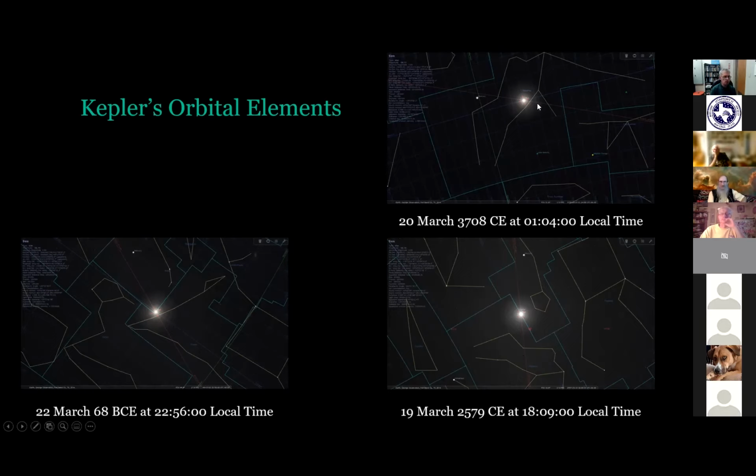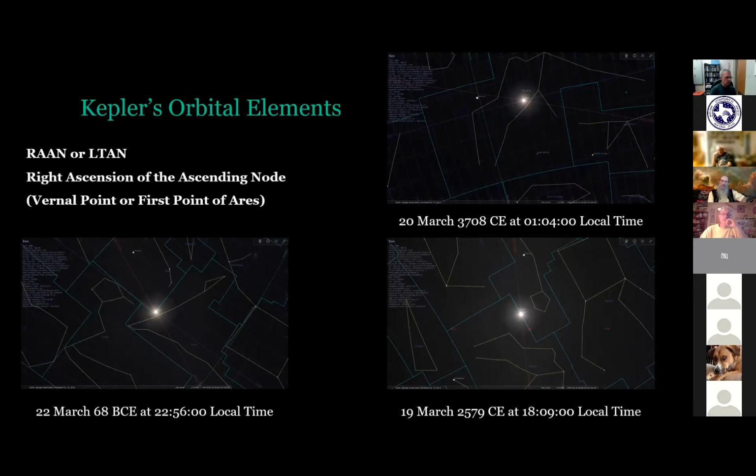Here, of course, we're going deeper into Aquarius. This is in the 38th century, March 20th, 3708 CE at 1:04 in the morning our time. What's interesting is that on this date, here's the Helix Nebula. It's lined up with the sun right on the vernal equinox. So on the first day of spring, in the 38th century, at the time of this vernal equinox, we're going to see the Helix Nebula right there in Aquarius. I thought it's very interesting.